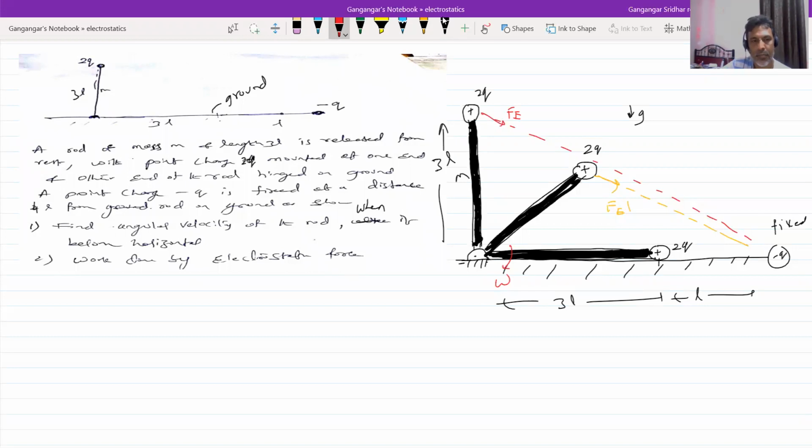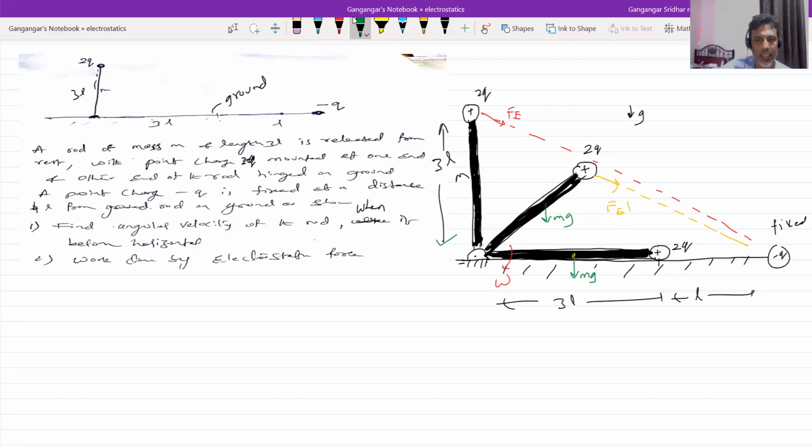Can I apply conservation of mechanical energy? Yes, we'll apply conservation of mechanical energy. What are the forces that will be acting? The weight, mg. What are the forces that will be doing work on the system? The weight as well as the electrostatic force. Even the reaction force will be acting, but the displacement of the point of the hinge will be 0. So the work done by the reaction force will be 0. Therefore the only forces that are doing work are the electrostatic force and the weight.